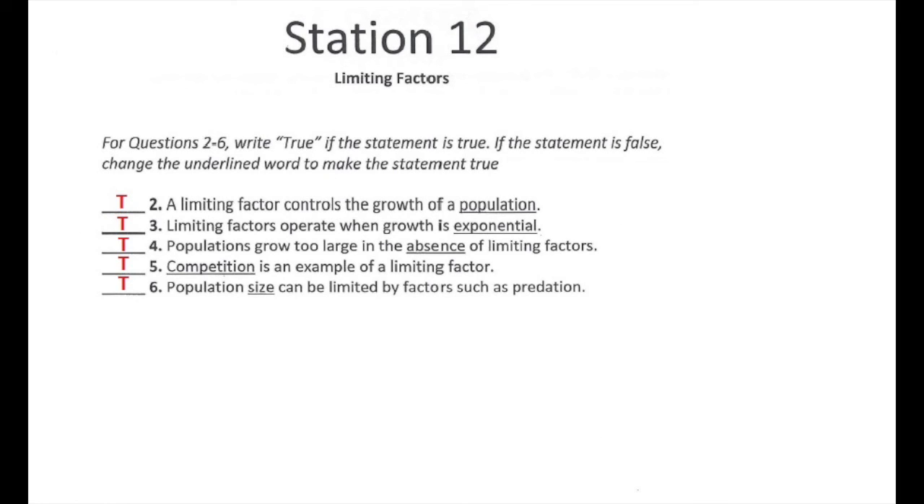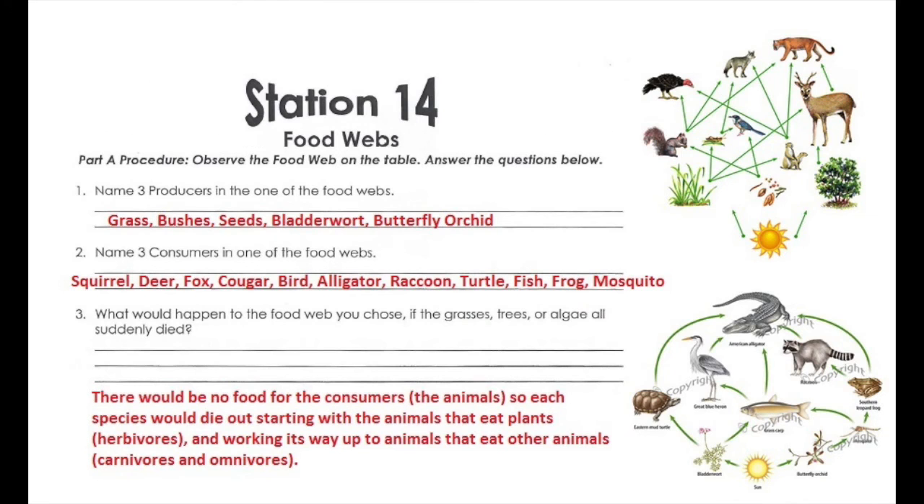The limiting factor true, false, they're all true. A limiting factor can control the size of a population. It operates when growth is exponential. The population grows too large if there is no limiting factor. In other words, if food is unlimited, the population grows out of control. Competition is an example of a limiting factor. If you are competing for resources and only one organism gets them, then that organism benefits and the other one dies.